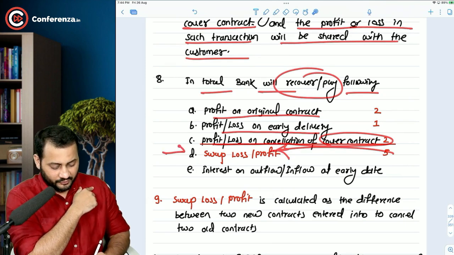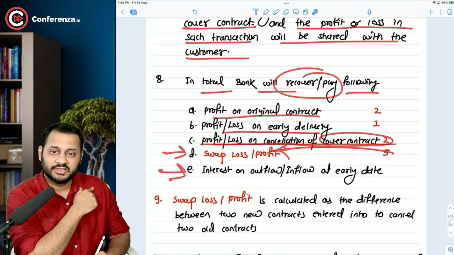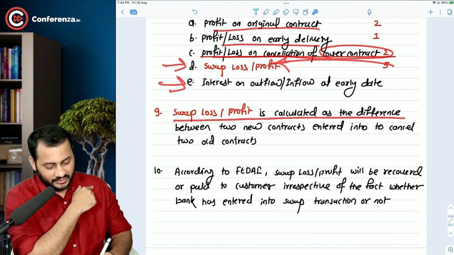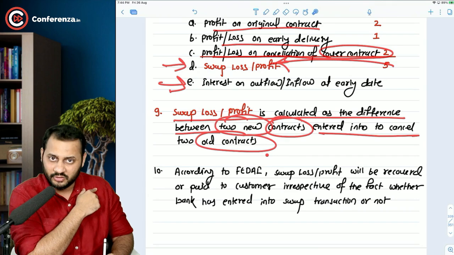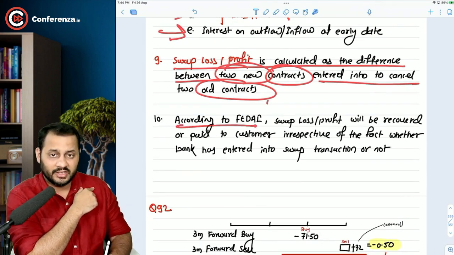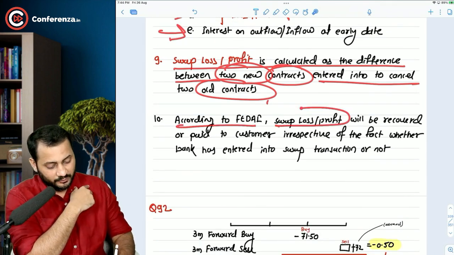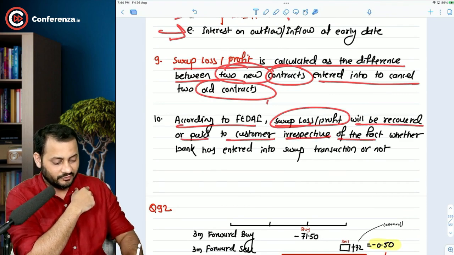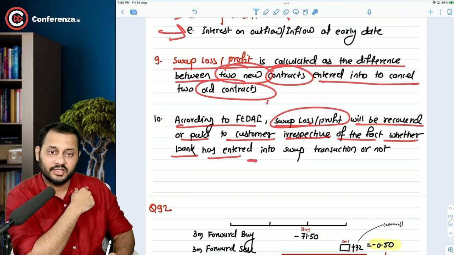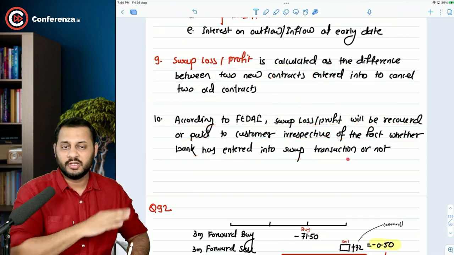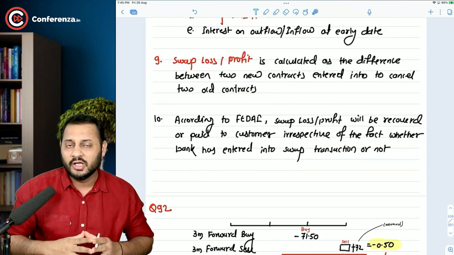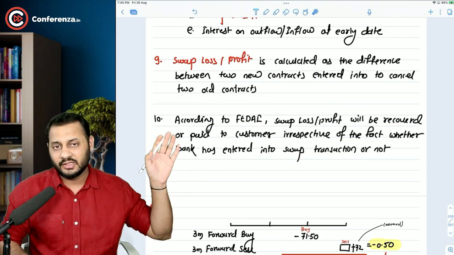Now, apart from this swap loss or profit, we will be charging interest as well. Swap loss or profit is calculated as the difference between the two new contracts entered into to cancel the two old contracts. According to FEDAI guidelines, please understand this. Swap loss or profit will be recovered or paid to the customer irrespective of whether the bank has entered into a swap transaction or not. So even if the question does not say whether we have taken the swap or not, we will still be recovering that profit or loss.